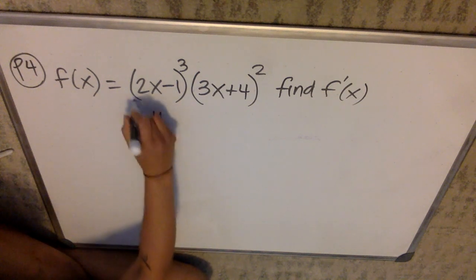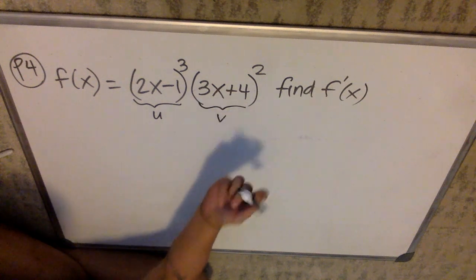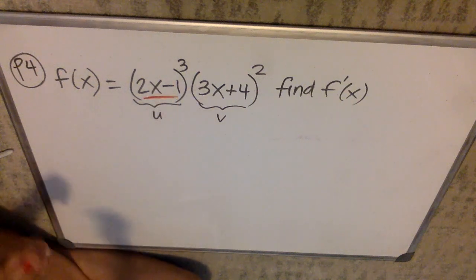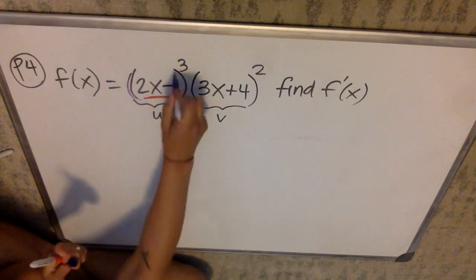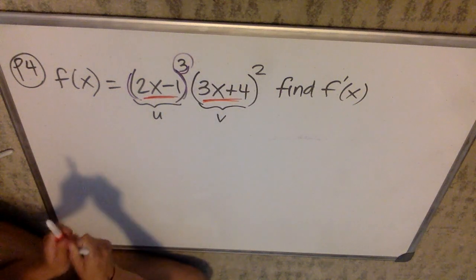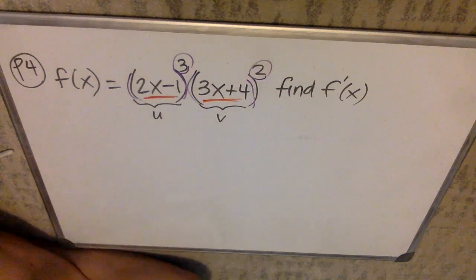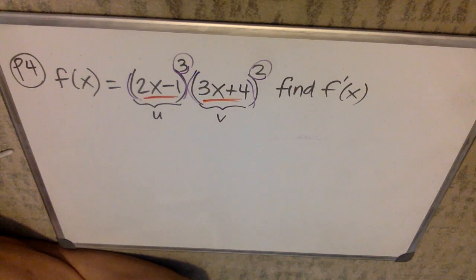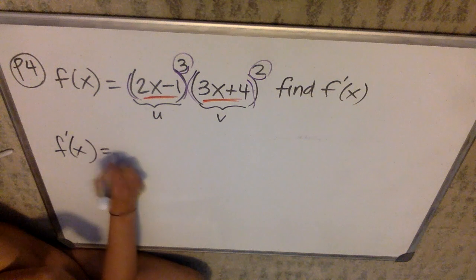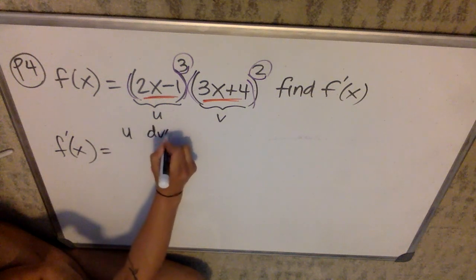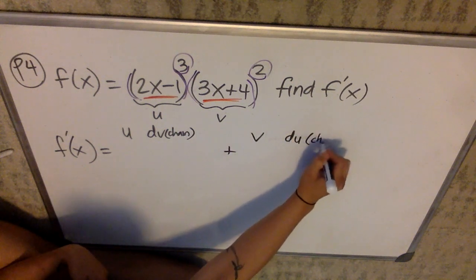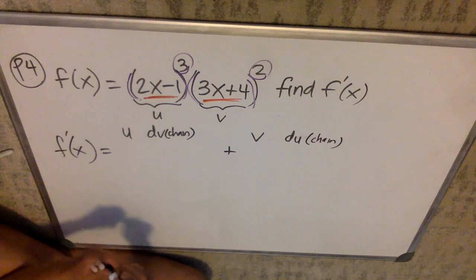So in this situation, this whole thing is my u, and this whole thing is my v. But in the u, there is an inside function, and there's an outside function, which is stuff cubed, right? And inside the v, there is an inside function, and there is an outside function, which is stuff squared. It would be a terrible idea to FOIL this out. It would not be impossible, but it would be a really bad idea. So my f prime of x is going to be u dv, which is going to have a chain, right, plus v, and then du, which is also going to have a chain, okay, because it's a function inside a function.